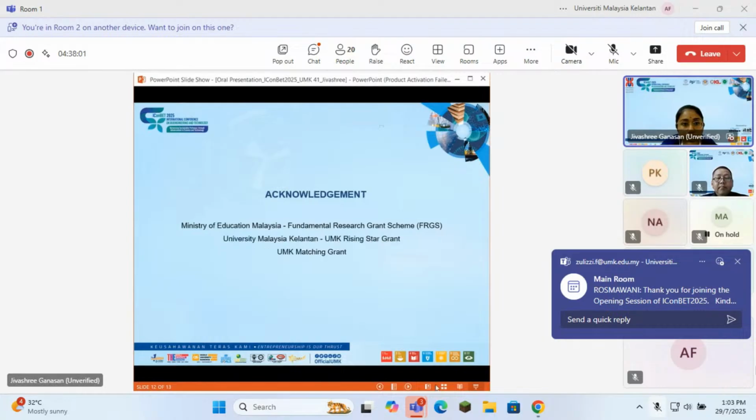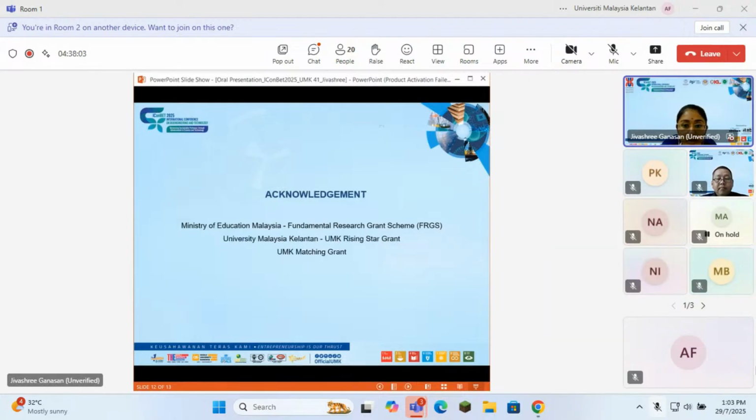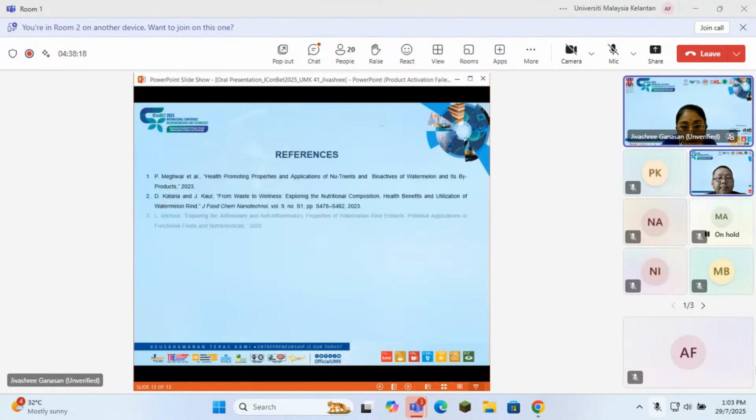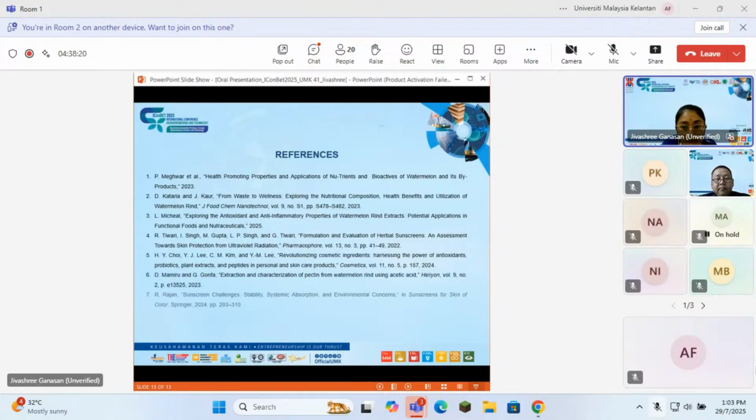And these are the acknowledgements. I would like to thank the Ministry of Education Malaysia for the FRGS scheme, and also Universiti Malaysia Kelantan for the UMK Rising Star Grant and UMK Matching Grant. And these are some of the references that supported this study, and special thanks to all the authors and researchers who are committed to agro waste utilization and sustainable cosmetics.